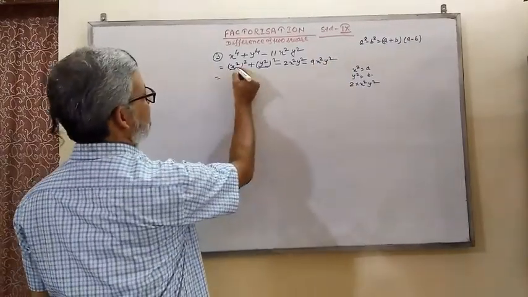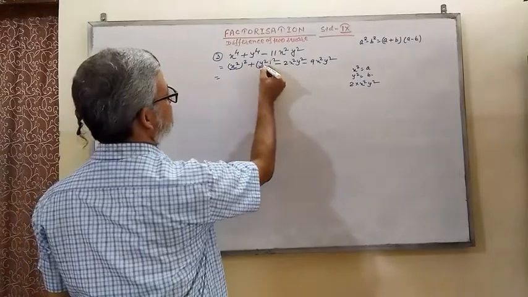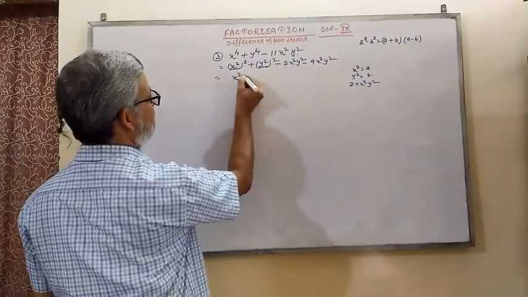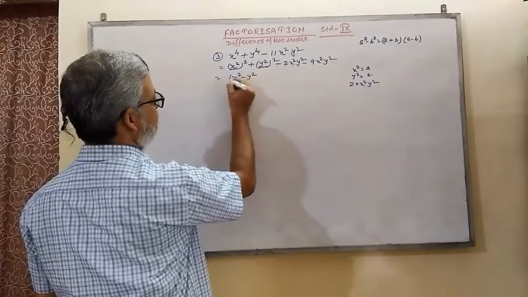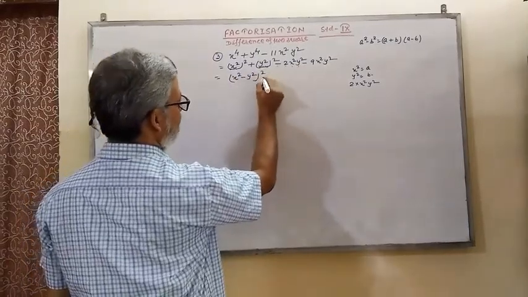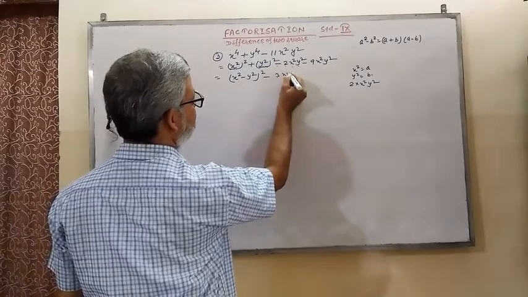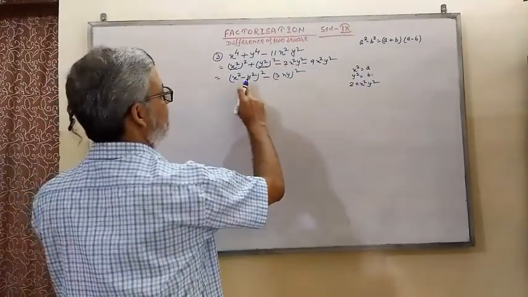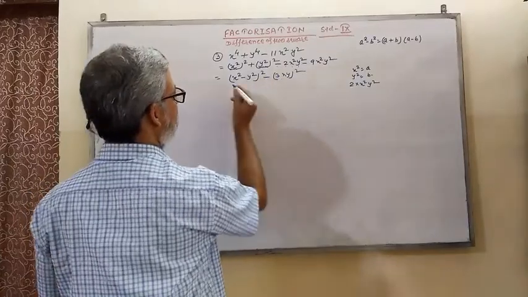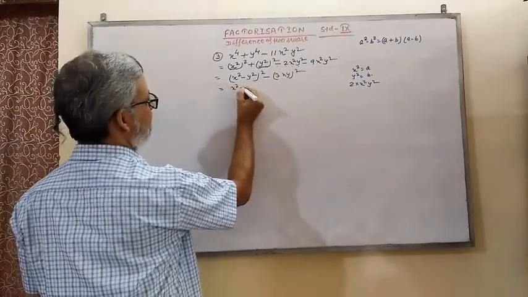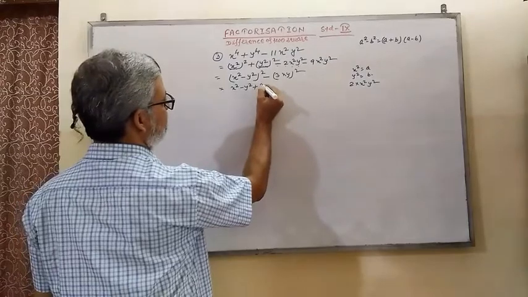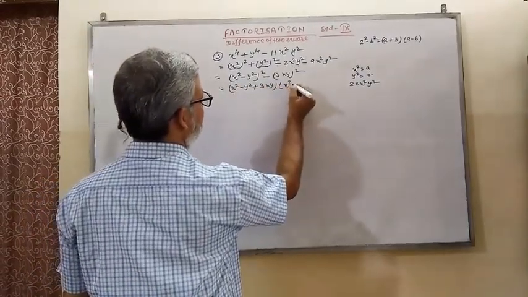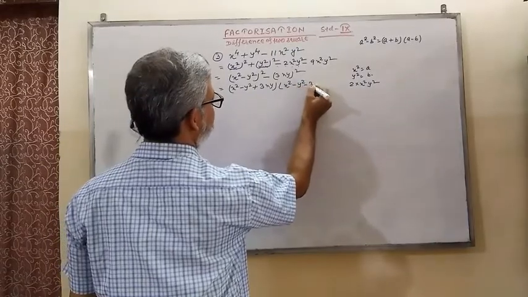Now this can be understood: a square plus b square minus 2ab can be written as (a minus b) whole square, and minus (3xy) whole square. Now it is in the form of a square minus b square. So this is a plus b into a minus b.